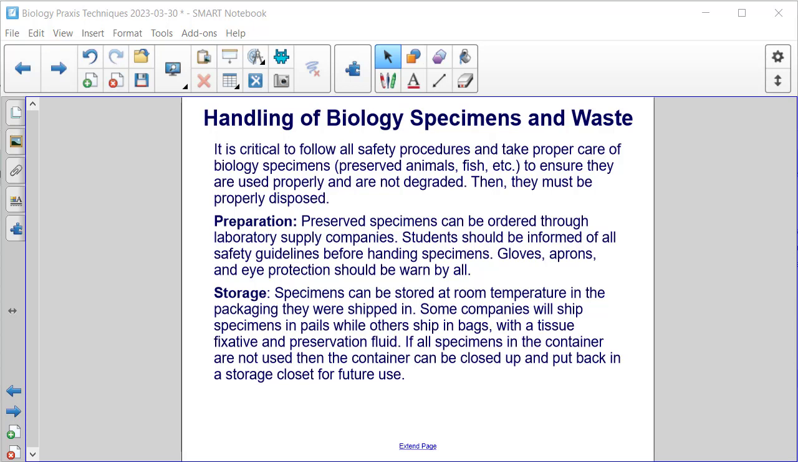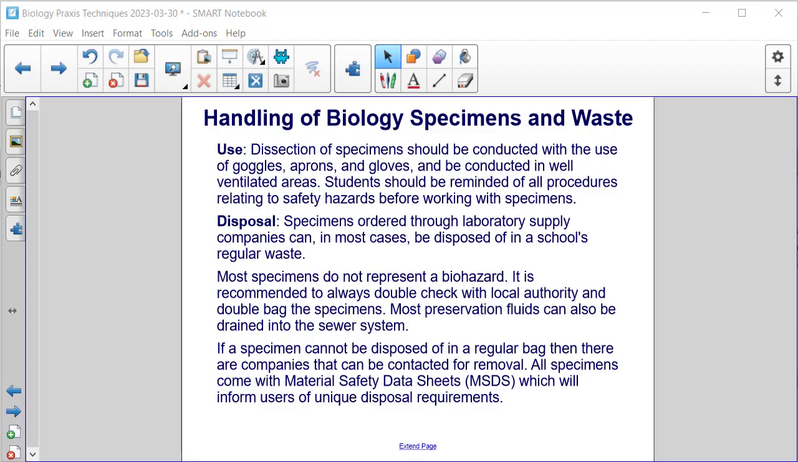Storage. Specimens can be stored at room temperature in the packaging they were shipped in. Some companies will ship specimens in pails while others ship in bags with a tissue fixative and preservation fluid. If all specimens in the container are not used, then the container can be closed up and put back in a storage closet for future use. Use. Dissection of specimens should be conducted with the use of goggles, aprons, and gloves, and be conducted in well-ventilated areas. Students should be reminded of all procedures relating to safety hazards before working with specimens.